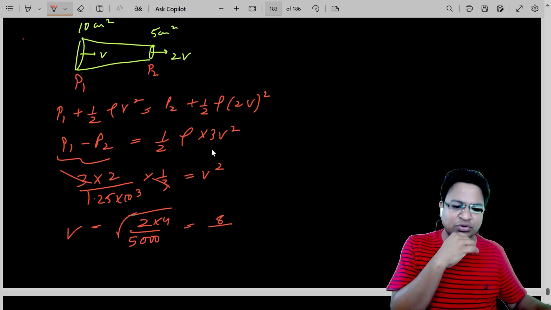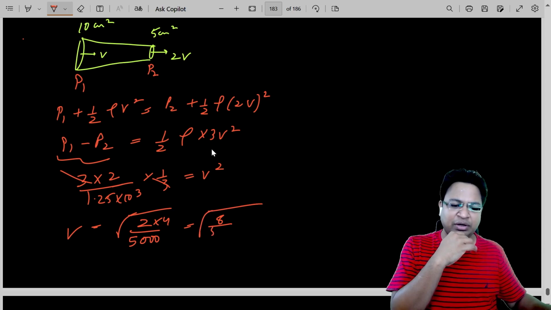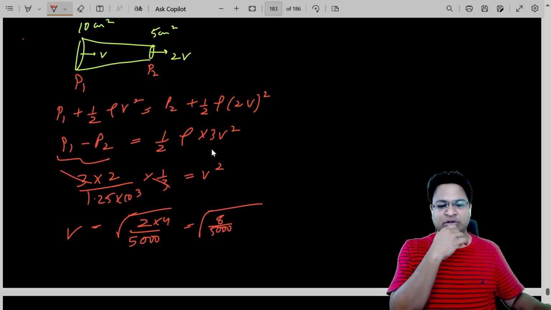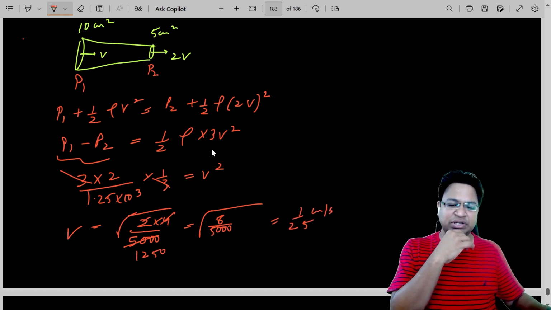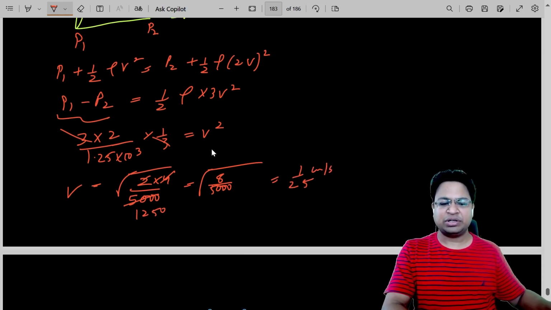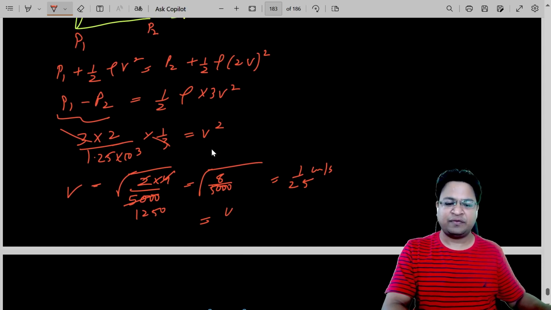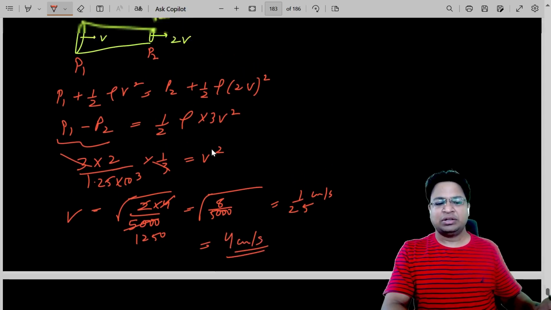So the value of V that we are getting is root of 8 upon 5000. Or let me see if I can do some cancellation. So this will become 1250. This will become 625. So 1 upon 25 meter per second. Or if we want to calculate it in centimeter per second, then it will become 4 centimeter per second. So this is the speed.